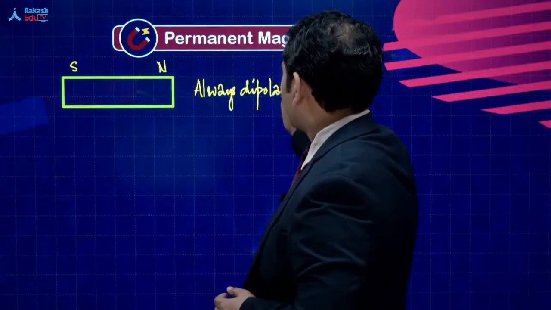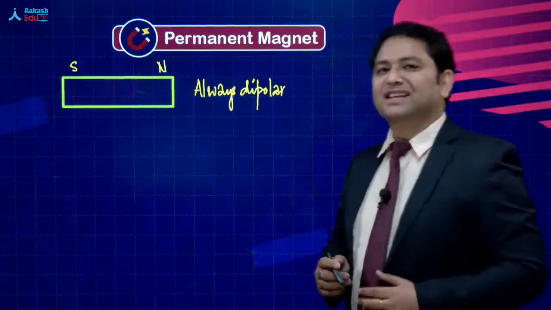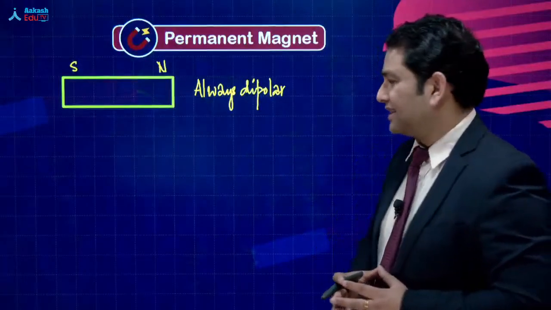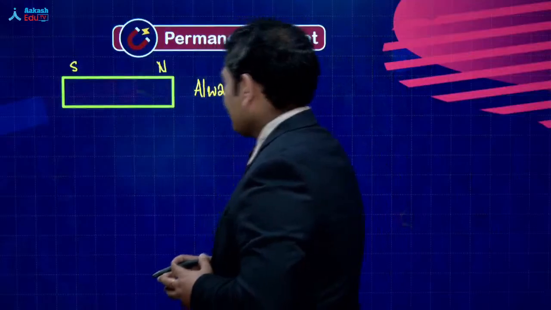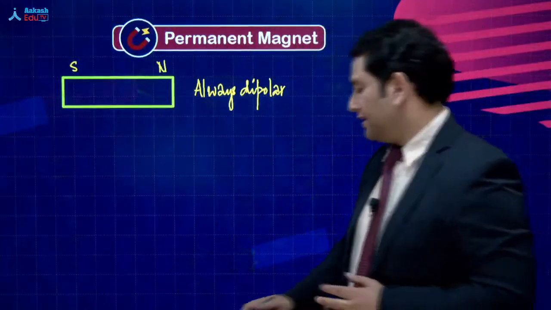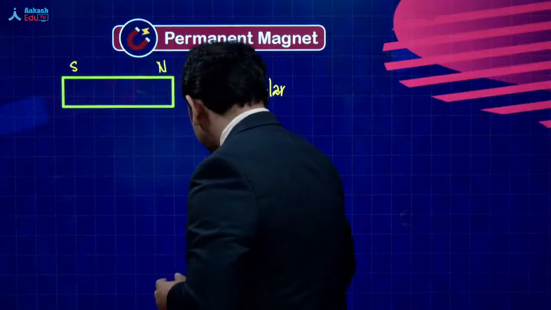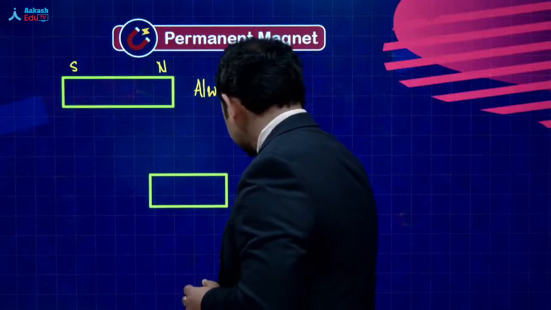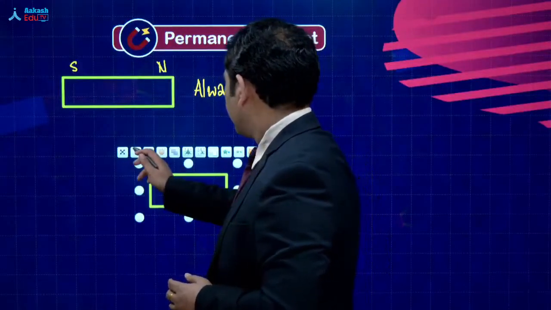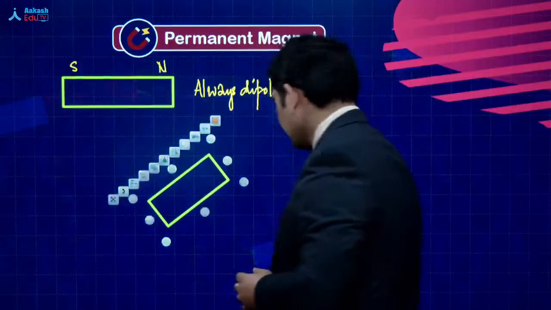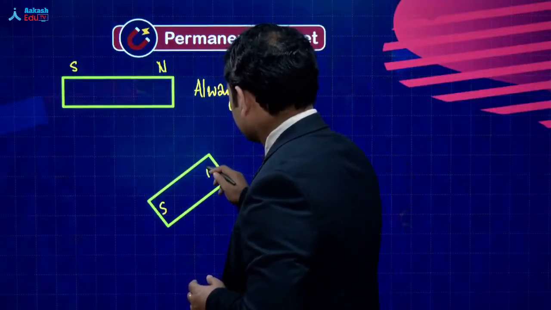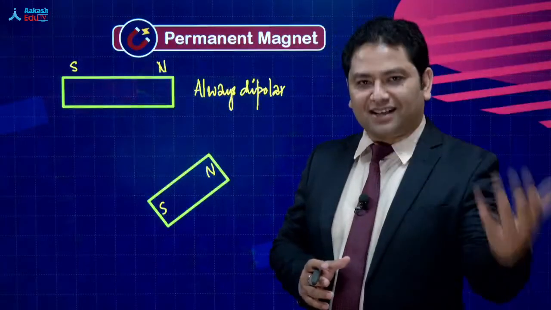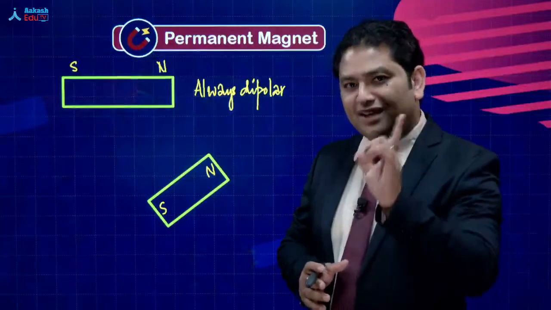There is a very strong significance of it being dipolar, and let me show that significance. First of all, if you have a magnet and you know that it is always in a dipolar form, right? There's a very beautiful thing. Let me just show it to you. Now, this is that particular magnet. This is south, this is north. Now, let me talk about the field lines.